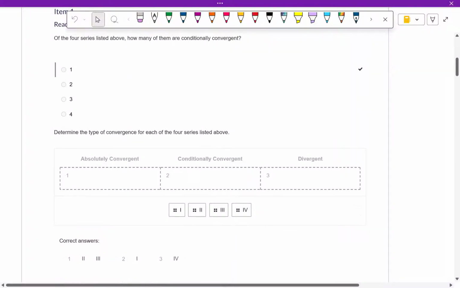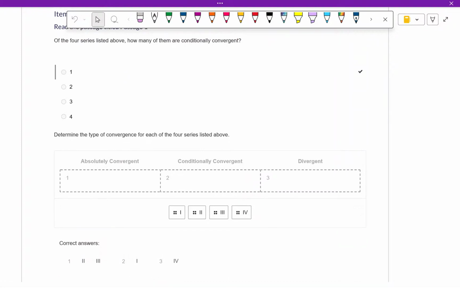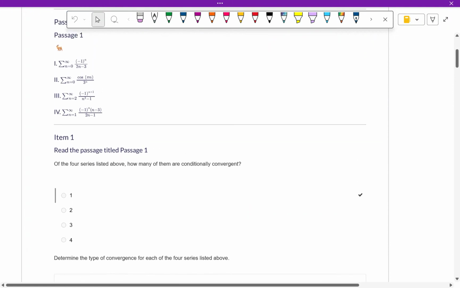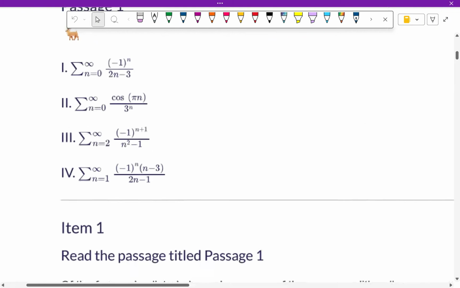It may or may not look like that tomorrow. It might just be a multiple choice that says absolutely convergent, conditionally convergent, or divergent. That's a possibility, it doesn't mean it will be. One thing you should notice about all of them is they all look like they're alternating, correct? Do you see the hidden alternating one on number 2? We talked about that when we were doing alternating series.